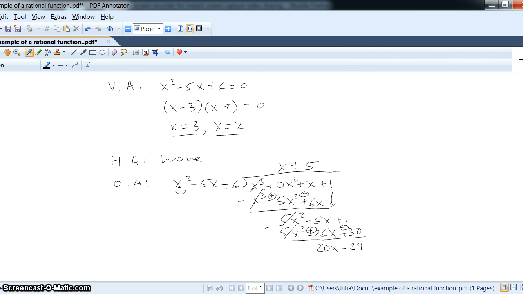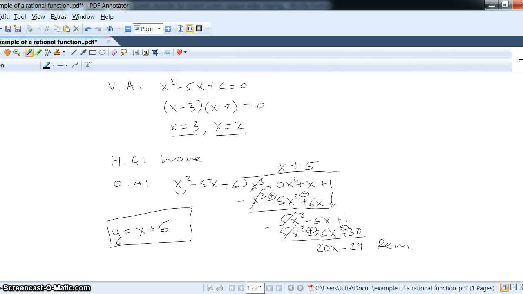Now notice x squared cannot go into 20x because the degree is not high enough. So what we have here is the remainder. However, with oblique asymptotes, the remainder does not play a role. Why? Because when x is big, the remainder is going to be divided by this function right here, and so that'll actually go to 0. So really all we have for the oblique asymptote is y equals the answer, which is x plus 5. And here we have our oblique asymptote.